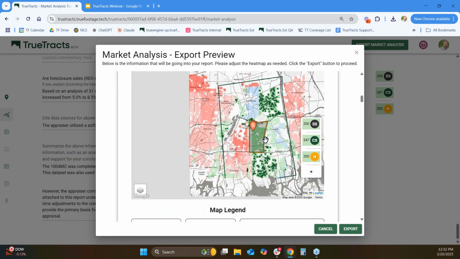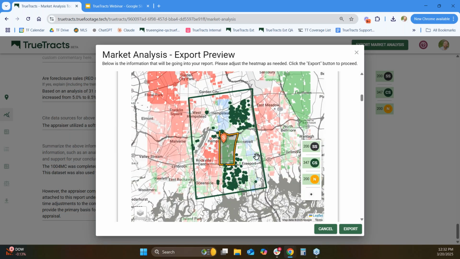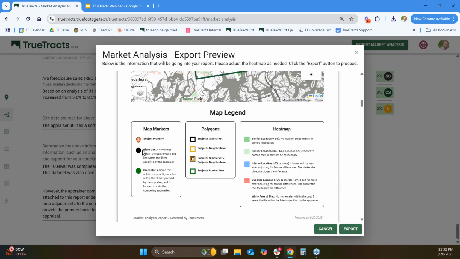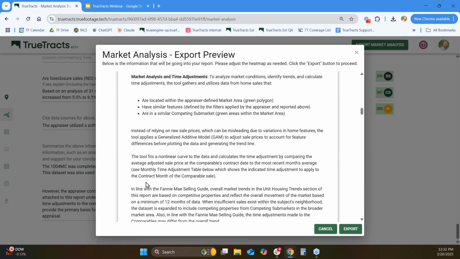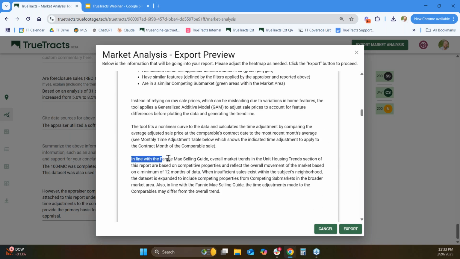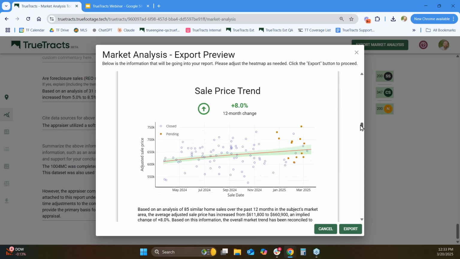This is an intuitive, dynamic heat map. You move it around, get it the way you want it to look in your report. We provide the legend. This explains everything that's going on in the heat map. We have some additional commentary. We talk about how we're doing this in line with the Fannie Mae selling guide. This is again revision prevention commentary. We're saying that also in line with Fannie Mae selling guide, the time adjustments made to the comparables may differ from the overall trend. So we're trying to explain to the lender, the client, exactly what's going on.